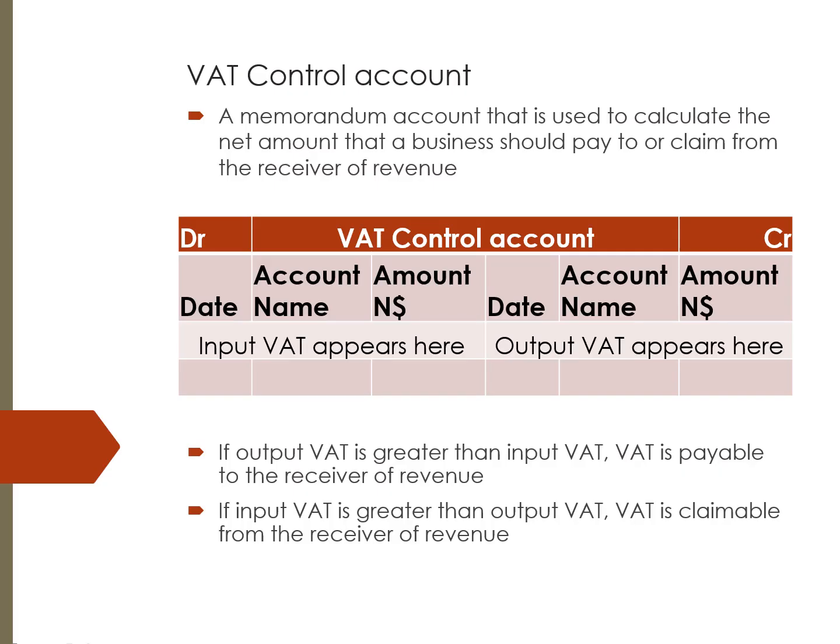Finally, we move on to the VAT Control Account. The VAT Control Account is a memorandum account or a temporary account that is used to calculate the net amount that a business should pay to or claim from the receiver of revenue. If output VAT is greater than input VAT, VAT is payable to the receiver of revenue. However, if input VAT is greater than output VAT, then VAT is claimable from the receiver of revenue. The VAT Control Account, as it appears, is a general ledger account.